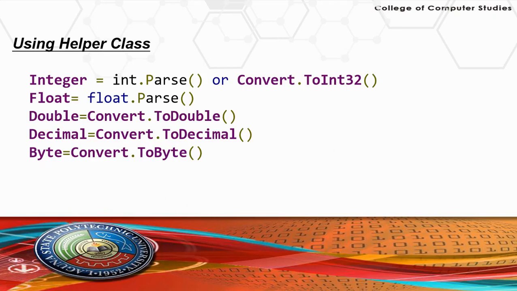Okay? And of course, using the helper class. So if you want to change a string to integer type, you can use int.Parse, Int32.Parse, or Convert.ToInt32, something like that. For float, you can use float.Parse. For double, Convert.ToDouble. For decimal, Convert.ToDecimal. For byte, Convert.ToByte. Okay?